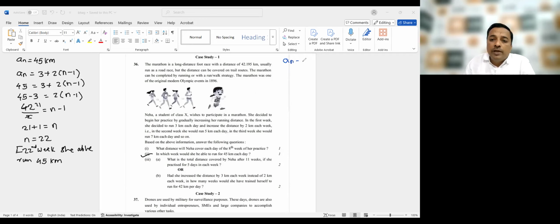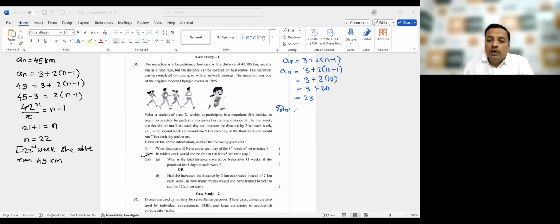सो वी हैव फॉर्मूला an is equal to 3 plus 2 n minus 1. So just find, a 11 is equal to 3 plus 2 into 11 minus 1. So 3 plus 2 into 10. So 3 plus 20. So this becomes 23 kilometers. So 11th week में वो 23 kilometers गई है. But now the total distance covered in 11 weeks.